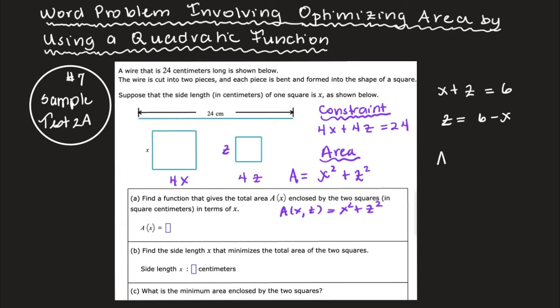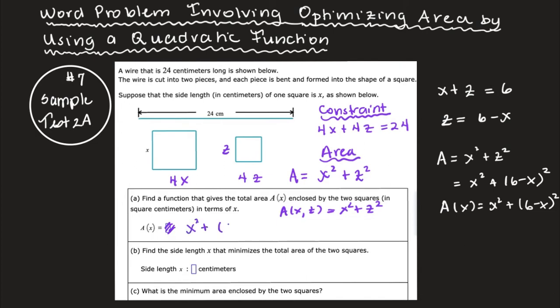So now my area formula, which was equal to x squared plus z squared, is now equal to x squared plus (6 minus x) quantity squared. Now I have a formula, A of x equal to x squared plus (6 minus x) squared. So now we've completed part A. It's equal to x squared plus the quantity 6 minus x quantity squared.